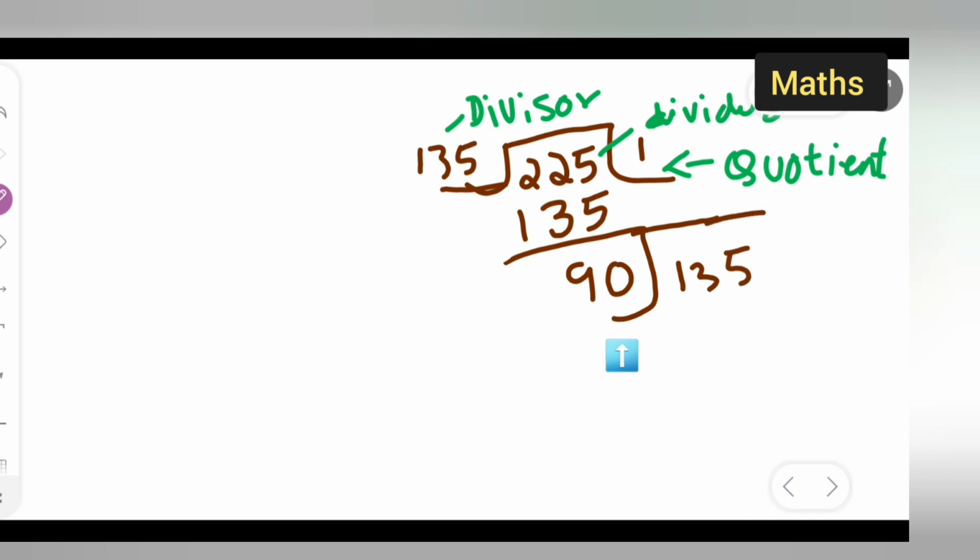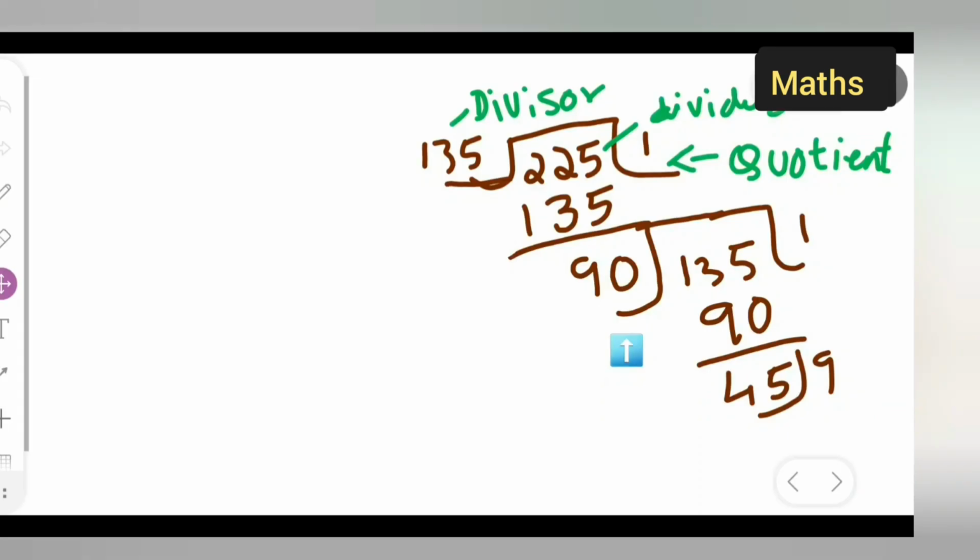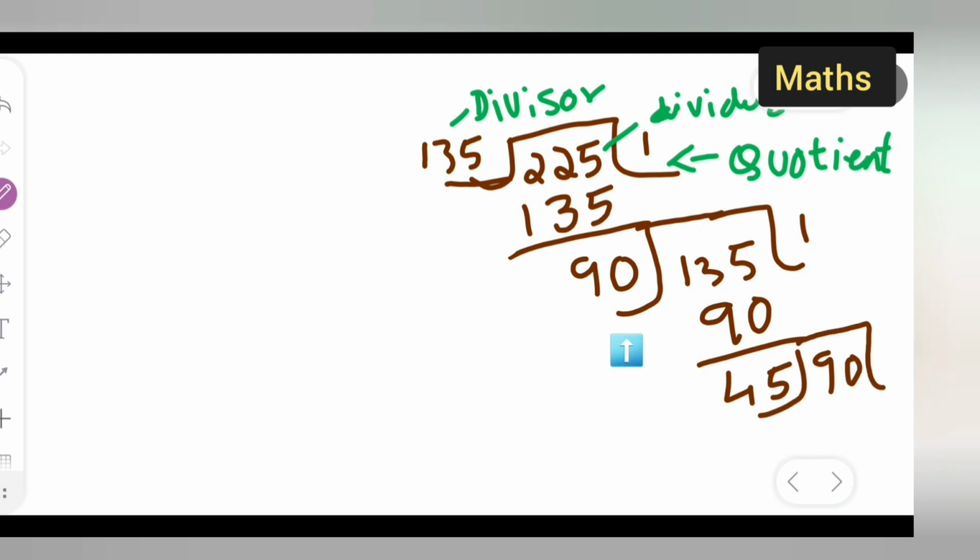So 90 ones are 90, and the answer you get is 45, right? You have not got the remainder to be 0, so you have to continue. So 45 is your new divisor and your dividend will be 90. 45 twos are 90, so the remainder will be 0. Once the remainder is 0, you have to stop.